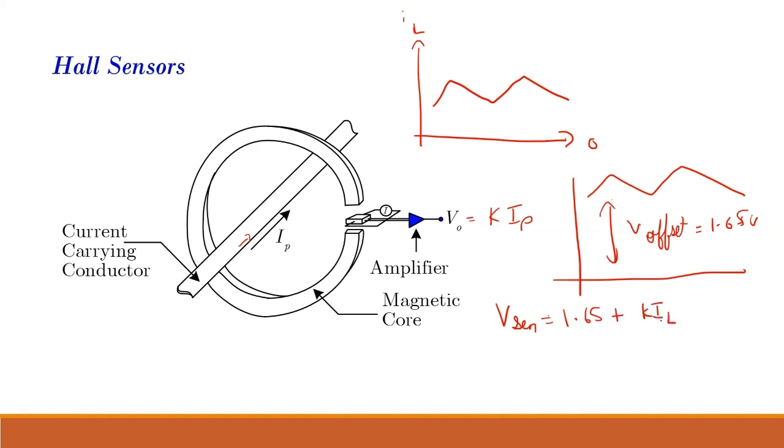So my sensed signal will be 1.65 plus K into IL. When I want to use this signal for my operation, like in a comparator, I would need a circuit which will subtract. My V sensed must be subtracted by 1.65. Then only I will get K into IL. There are certain circuits which can do that. Now this output of the ADC requires a positive analog input.